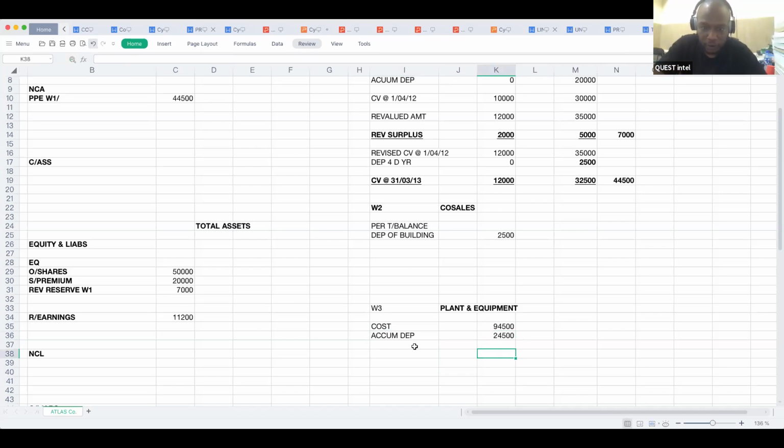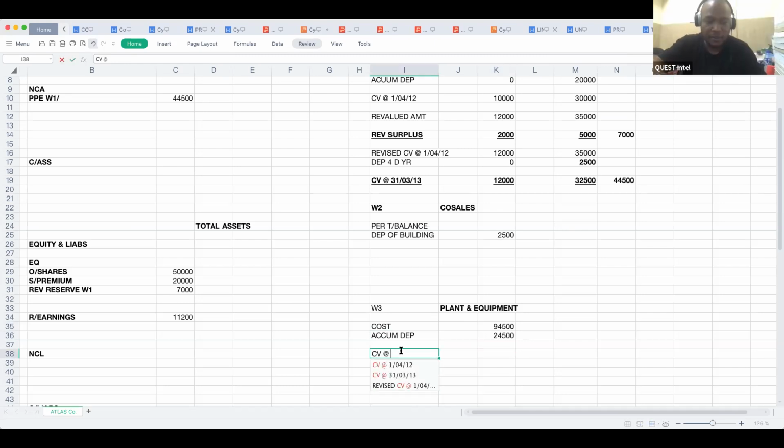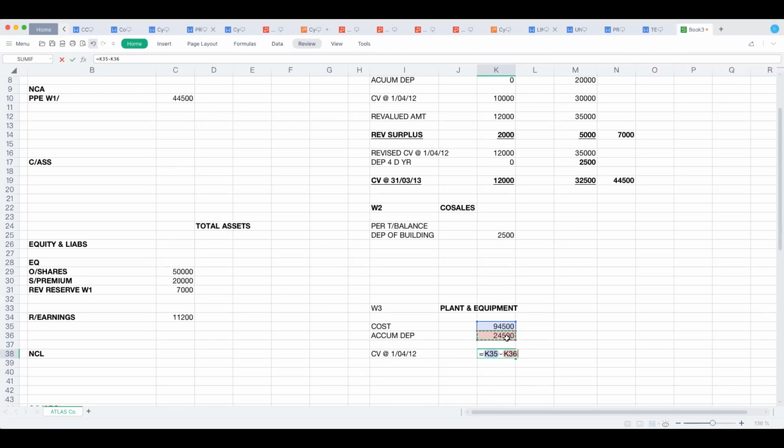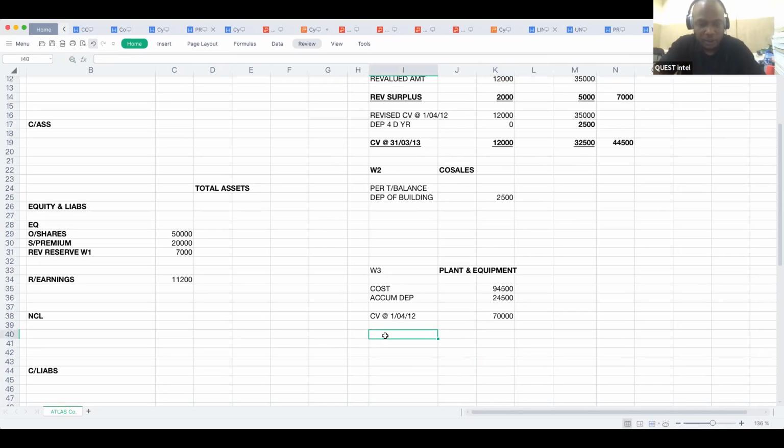So that's good. And then we have our carrying value at the beginning of the year at 1st April 2012. And thank God for Excel, it will just give us the date, which will be equal to this minus that, right? Yes. Great. So we have 70,000. Now all we need to do is the depreciation for the year. There's no revaluation or anything.